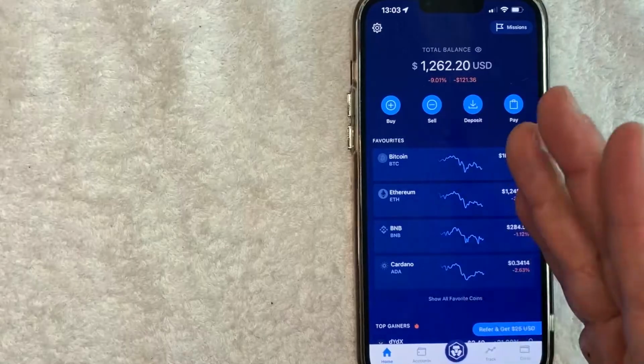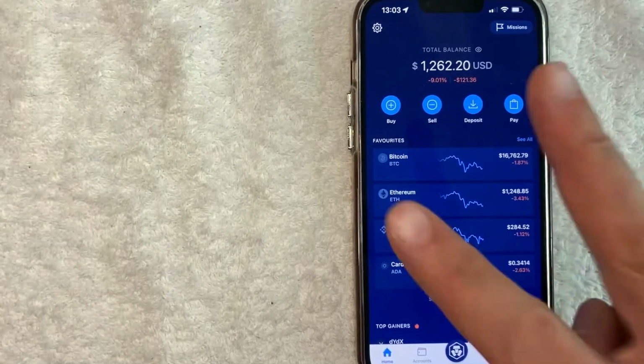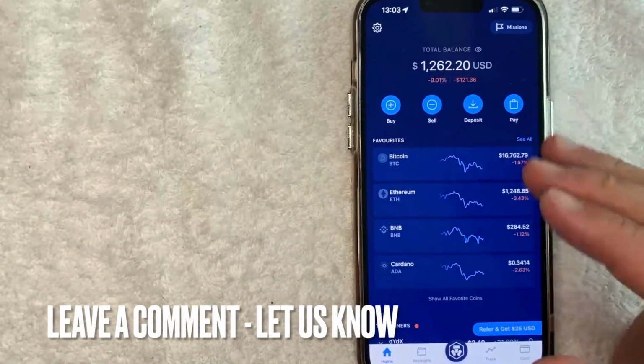So there you have it, guys. If you're looking for information on how to find your transaction history in crypto.com, that is two different ways I know how to do it. If you know an easier way, be sure to leave a comment below. Let the rest of us know how you did it.